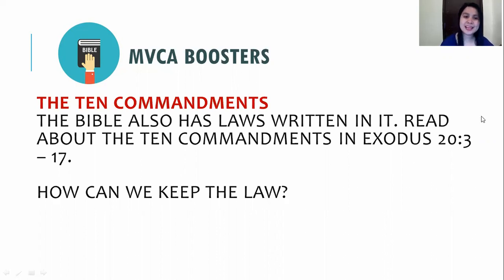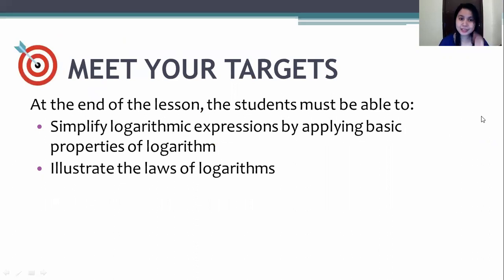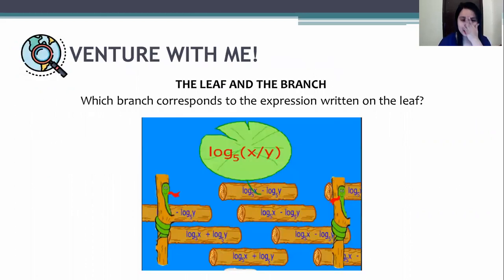At the end of today's class, you'll be able to simplify logarithmic expressions by applying basic properties of logarithm and illustrate the laws of logarithm. Here's our venture activity that we will answer before the class ends. The leaf and the branch. In the leaf, this is the expression written. What is its corresponding expression based on the branch?